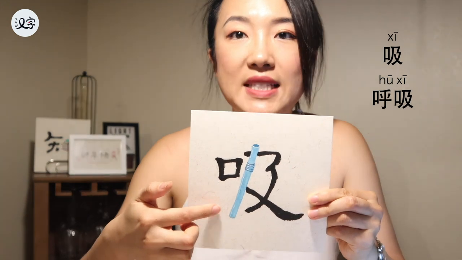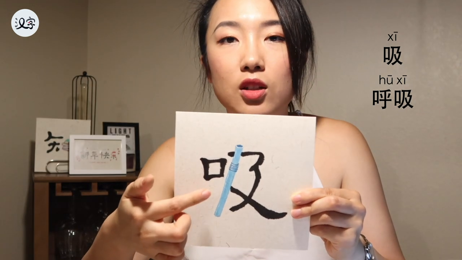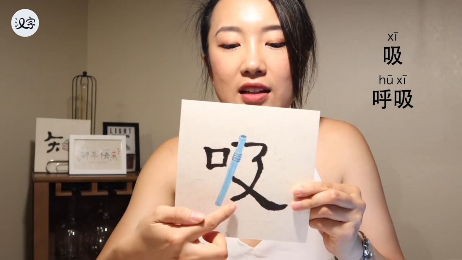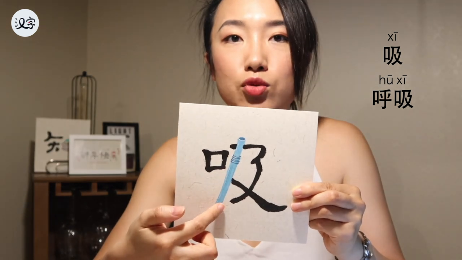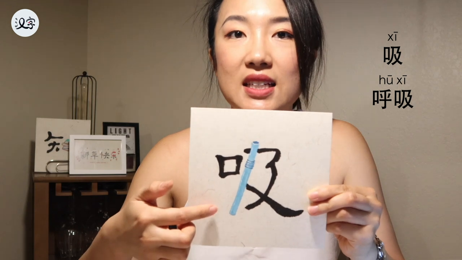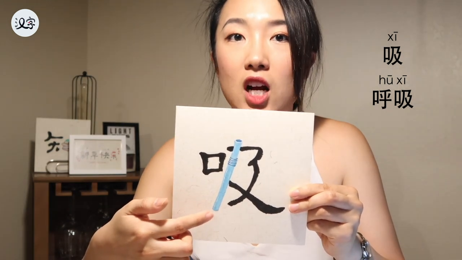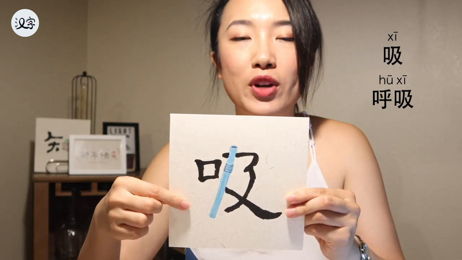First character, 吸, to suck, to inhale. So it's 口字旁, 口, mouth related. And imagine this long line as a straw. So you use straw to 吸. So this character 吸 means to suck. The common word 呼吸, to breathe.